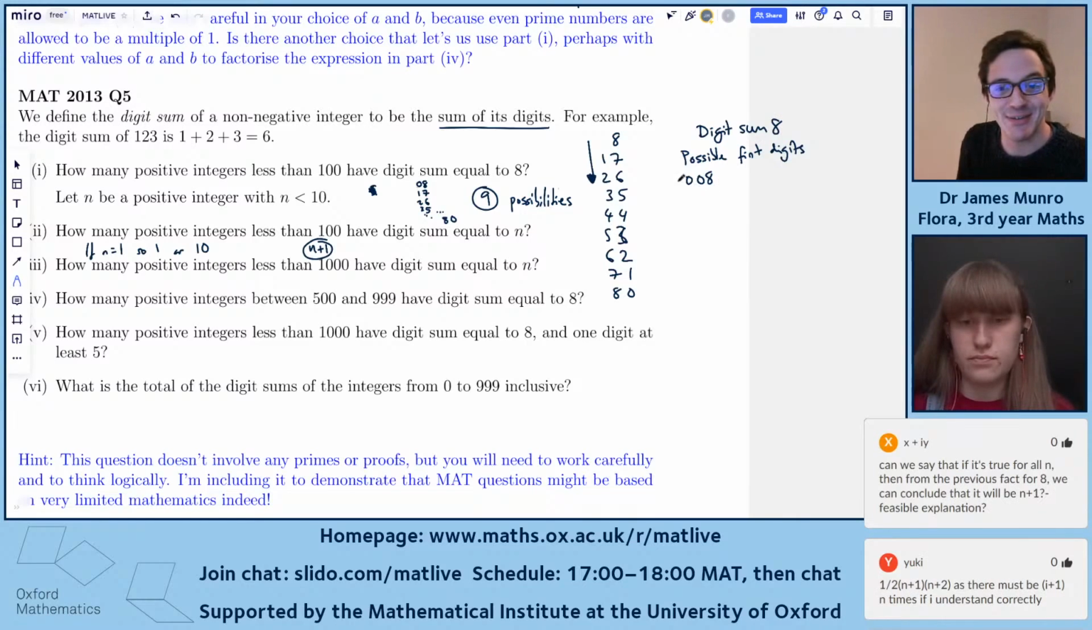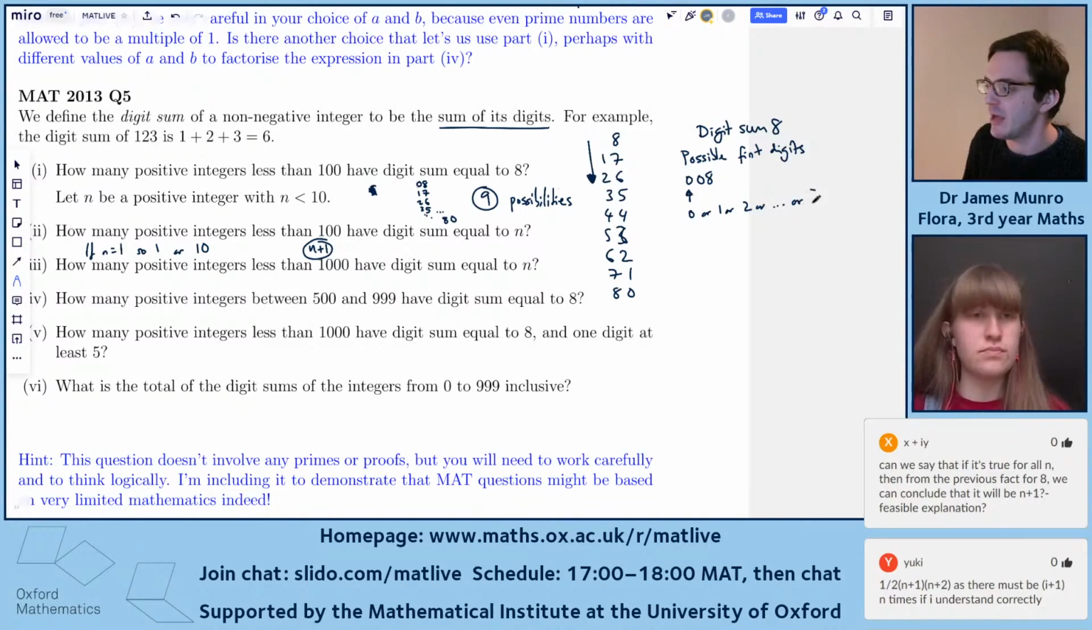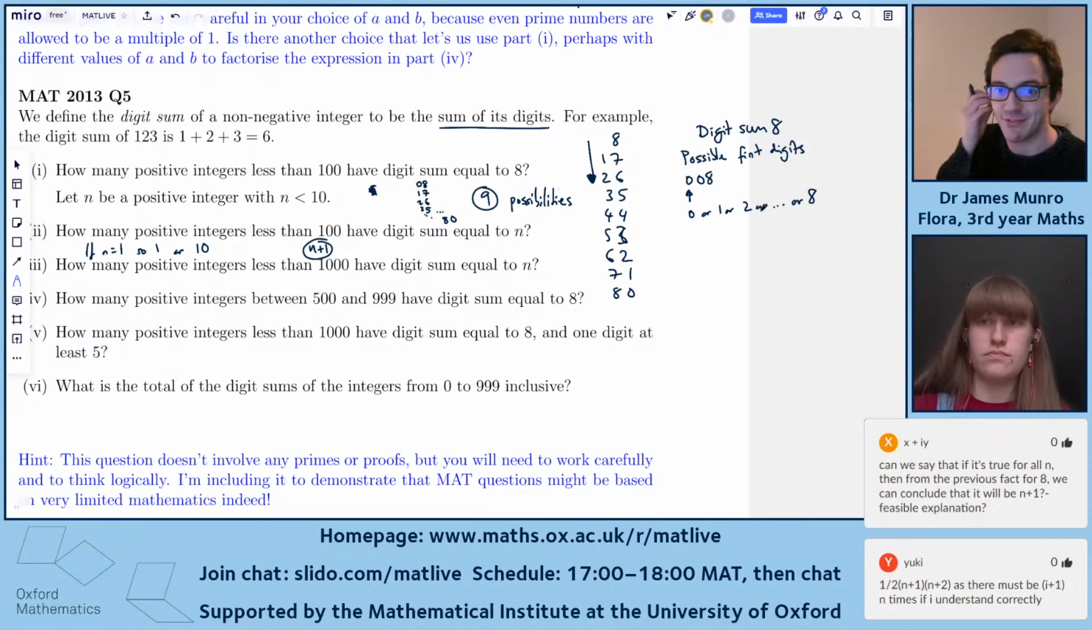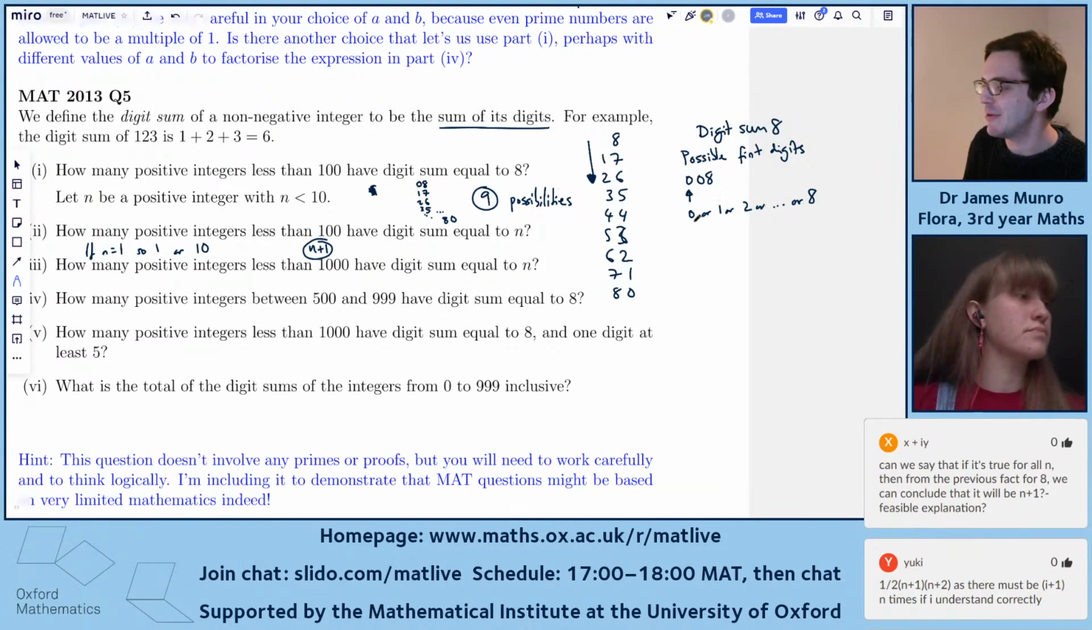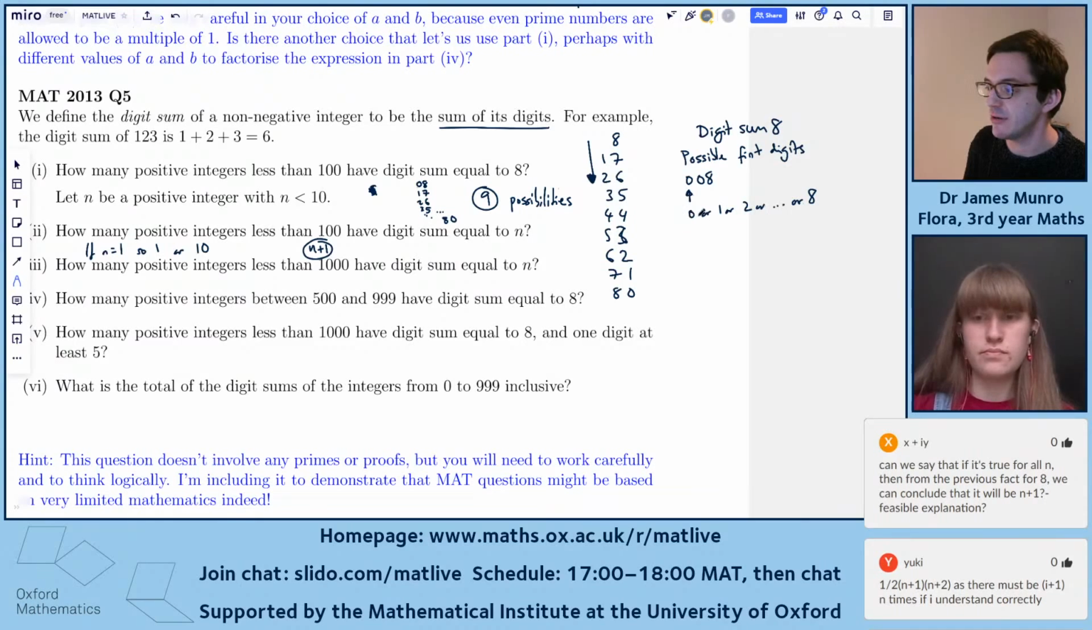Bother. 008 is kind of... your possible first digit could be a 0, or 1 or 2, or up to 8. So all these possibilities for what that first digit could be. Only up to 8 though, because if I make the first digit too big, then the digit sum's too large already. Aha, okay. So we've already seen that if the first digit is 0, then we're actually looking at numbers that are smaller than 100.